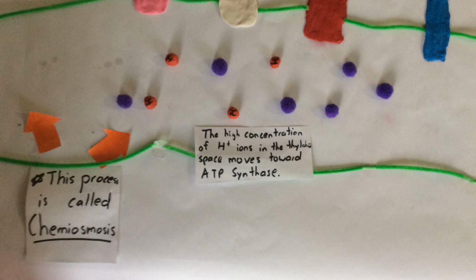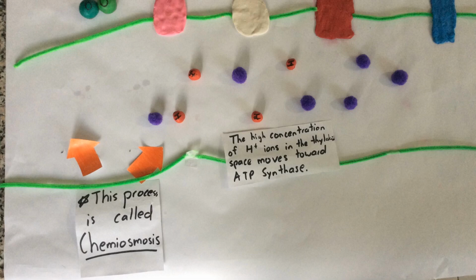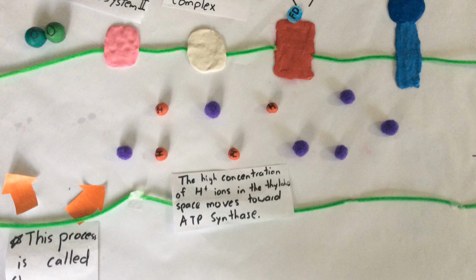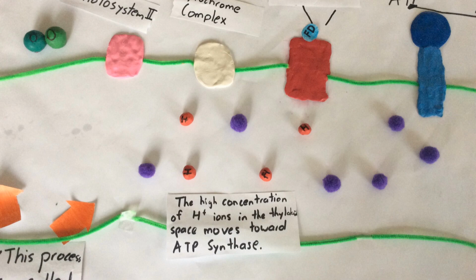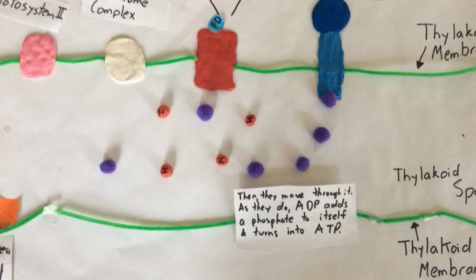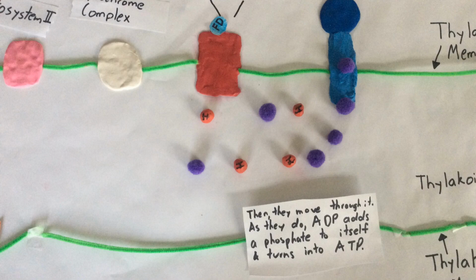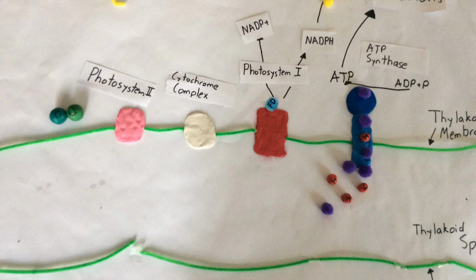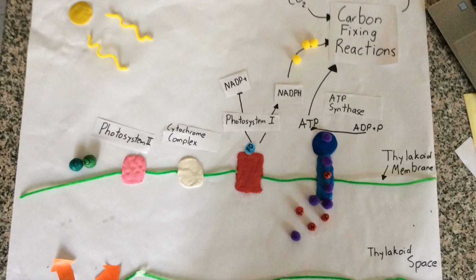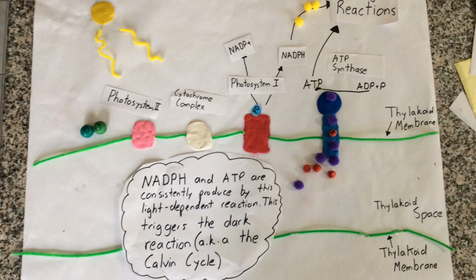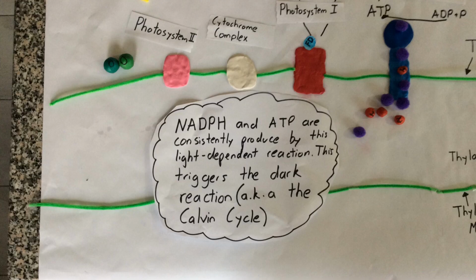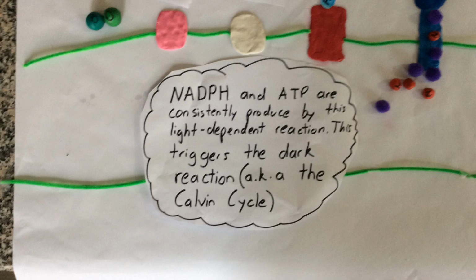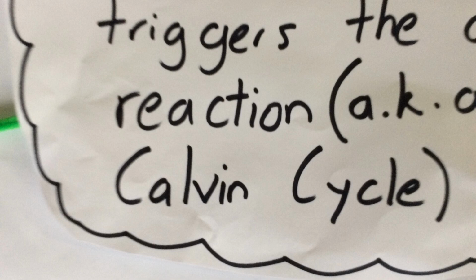Then, this high concentration of hydrogen ions drives a process called chemiosmosis. Chemiosmosis is where hydrogen ions migrate to ATP synthase, and as they do, they pass through the ATP synthase and change the ADP, add another phosphate to it, and turn it to ATP. As a result, a constant flow of NADPH and ATP is formed. It is then this process that triggers our dark reactions, the Calvin cycle, as shown in the next couple slides.